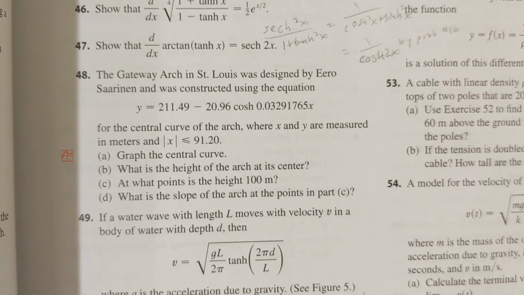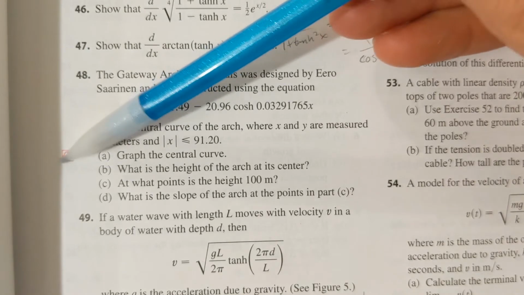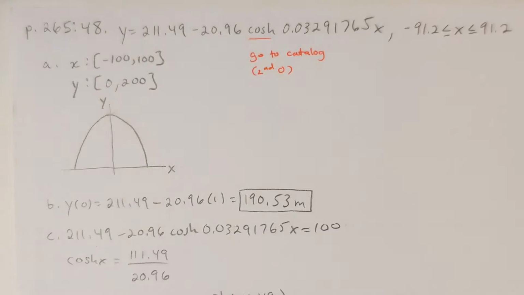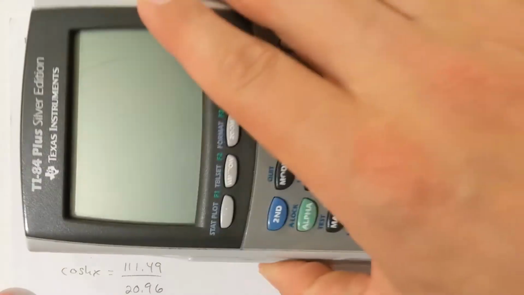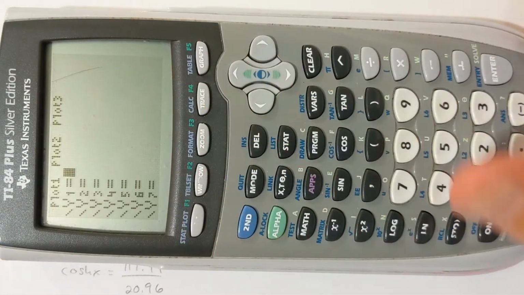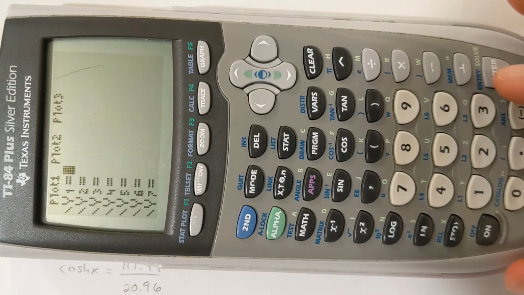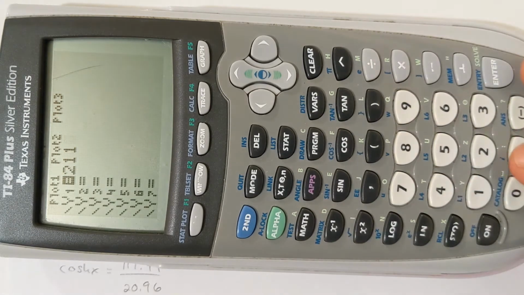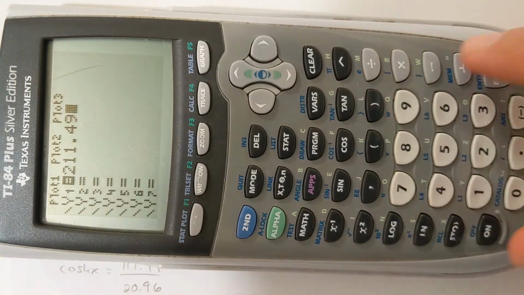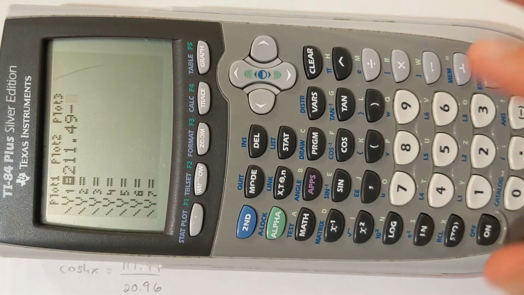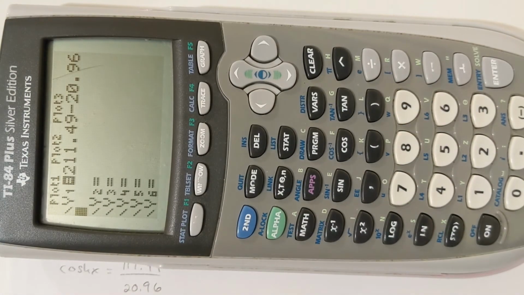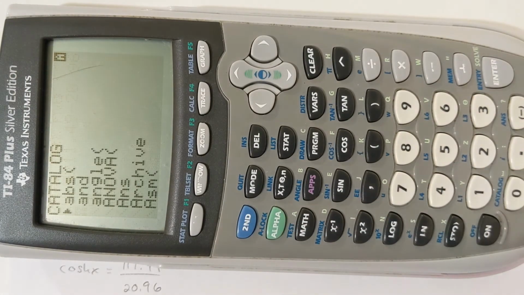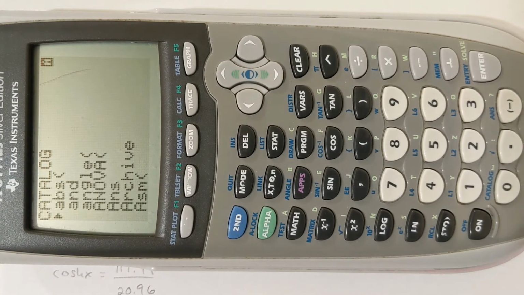Part A, we're going to graph the central curve. Now, they intend for part A to be a calculator problem. They've got the calculator screen there. So I'm going to go to the calculator, and I'm going to type this equation into y1. If I go to y equals, then in y1, we've got 211.49 minus 20.96 times, to get the hyperbolic cosine function to appear, you're going to hit second 0 to go to the catalog. In the 83, 84 models, it'll be similar in the 89 model and the Inspire model also.